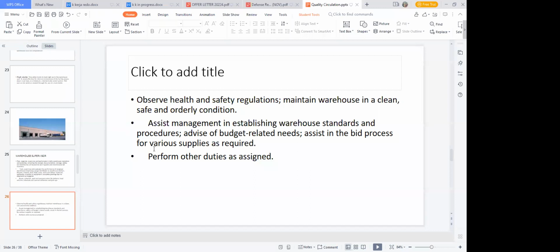Observe health and safety regulation. Assist management in establishing the warehouse standard. Perform the duties as assigned. So maybe we have 20 workers, 20 operators, 30 operators. So this supervision means monitor and control. Control these operators. Okay.